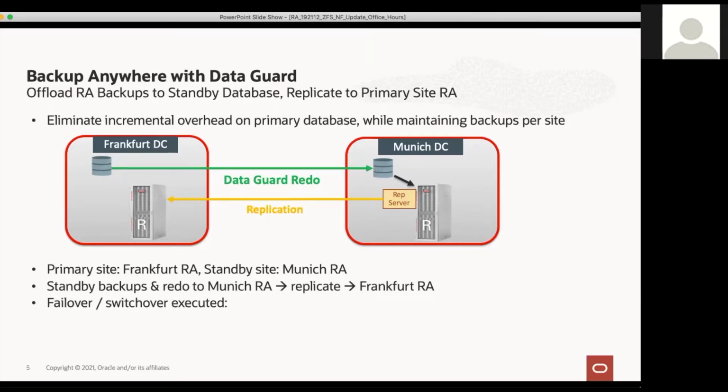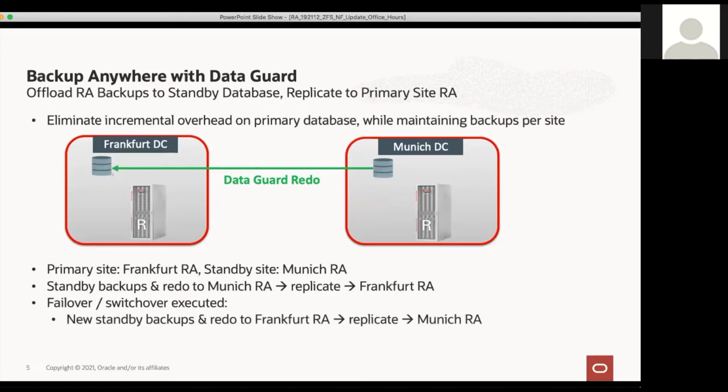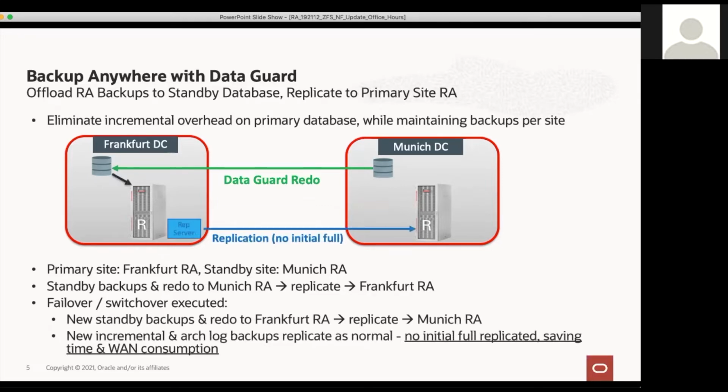Now, when a failover or switchover operation is executed, you have a role transition happen. So you now have the new primary on the Munich center, and you have the new standby on the Frankfurt, right? You have the redo now going the other direction. Backup anywhere will allow you to have the replication now reversed from the new standby RA to the new primary RA, right? So you have the change here that no initial full is replicated when that replication is reversed. That's what happens with 19.2.1.1.2.